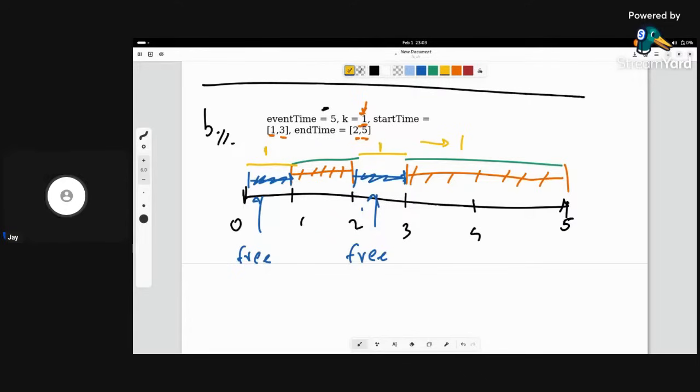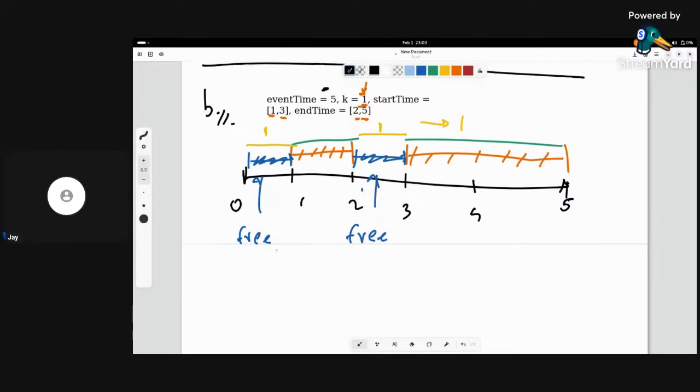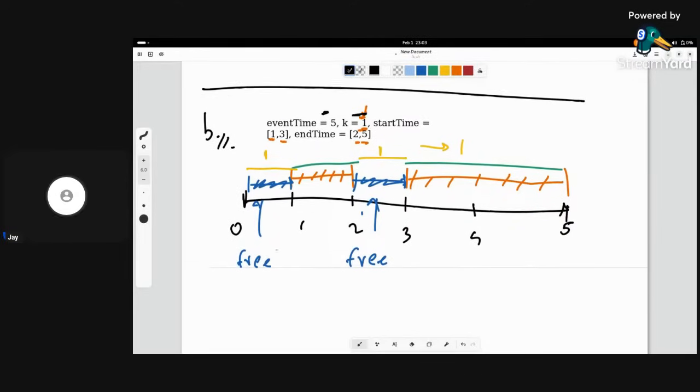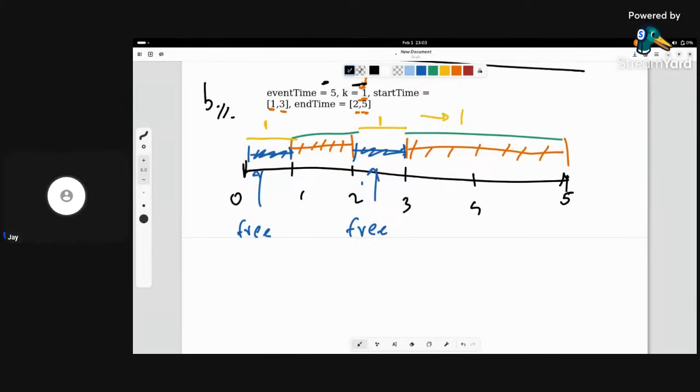Now you have a choice to move exactly one meeting around. What you can do is, let's just say that the first meeting starts at time t equal to 1 and ends at time t equal to 2.